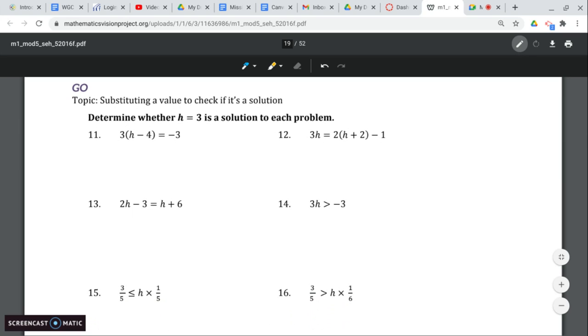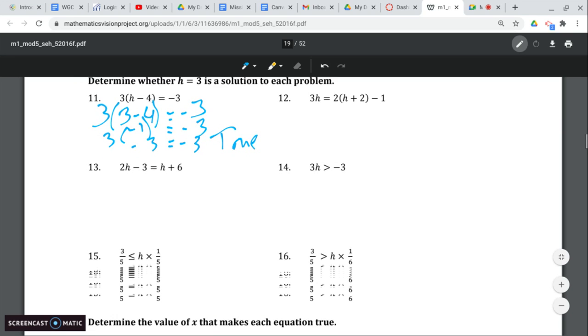All right. Substituting a value to check if it's a solution. Determine whether h equals 3 is a solution to each problem. So we have our equations, we have what it equals, and we're just going to plug in 3 for h and see if the left side equals the right side in this first case. So making sure they equal the same things. So 3 times 3 minus 4 equals negative 3. 3 minus 4 is negative 1. So 3 times negative 1 equals negative 3, and that is true. So yes, it does work, or true.